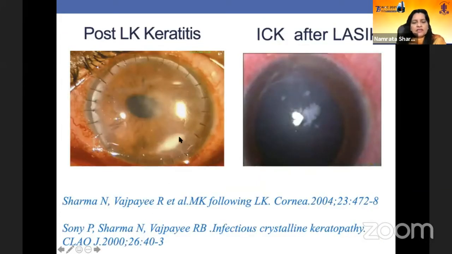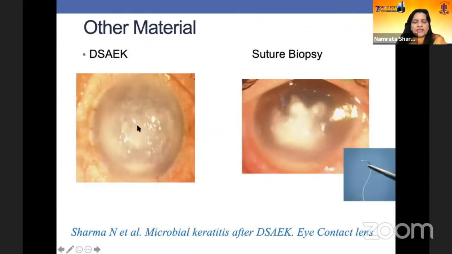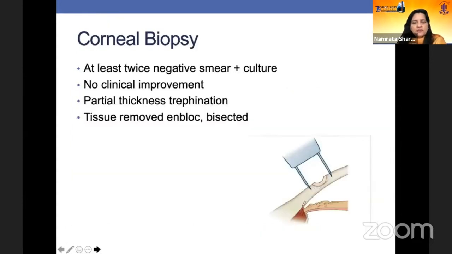But sometimes the infiltrate may be like this, so you will have to actually remove the sutures and get the scrape out, or it may be an infectious crystalline keratopathy after a LASIK flap, so you have to elevate the flap and take a scrape. At times it may be in a descemetocele, such as this, so you may have to take intravitreal scissors and get that little piece of tissue out to send it for culture and sensitivity. And sometimes there is an abscess present, so you may even do a suture biopsy, take a needle through this and then send it for culture and sensitivity.